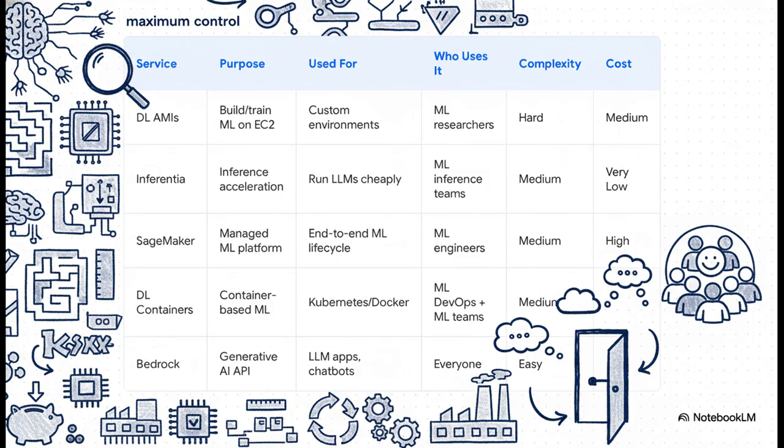Over on the far left, you've got AMIs and containers. Maximum control, but also max complexity. Really built for researchers. Way over on the far right, you have Bedrock. Ultimate simplicity, built for any developer. And right there in the middle, SageMaker gives you that managed end-to-end experience for ML engineers, while Inferentia slots in as that incredibly low-cost option specifically for running models at scale.